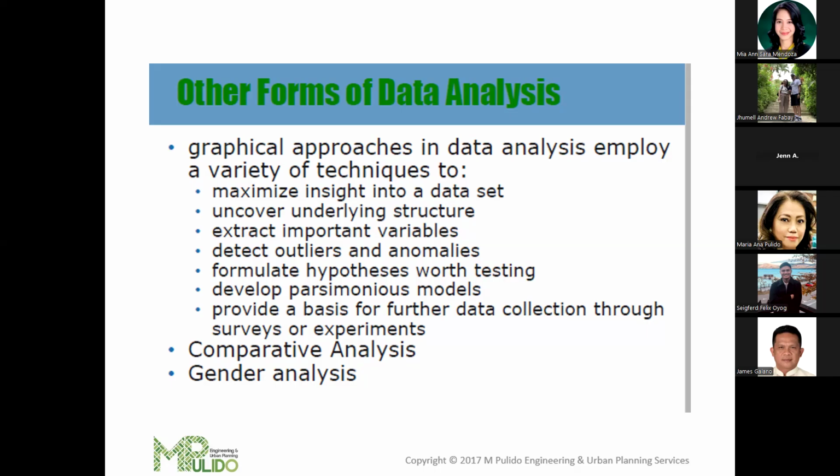Parsimonious models aim to simplify without sacrificing explanatory power, which is critical in policy making. These techniques also guide you in refining future surveys or designing experiments. For instance, a graph might reveal a sudden drop in satisfaction levels across income groups, suggesting the need for a targeted follow-up. So there are two specific techniques mentioned here, comparative analysis and gender analysis.